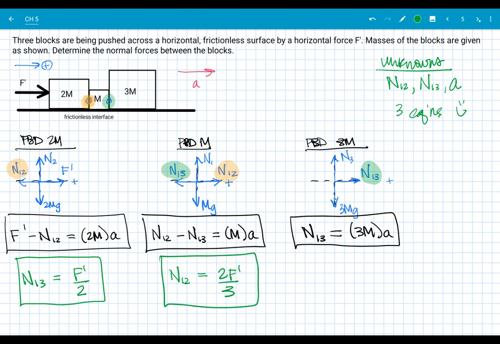So, regardless of your algebraic process, you can use substitution, simultaneous equations, whatever floats your boat. But we should all agree in the end on what we get for the normal forces.